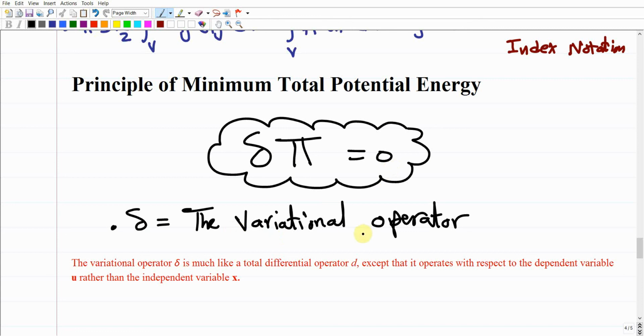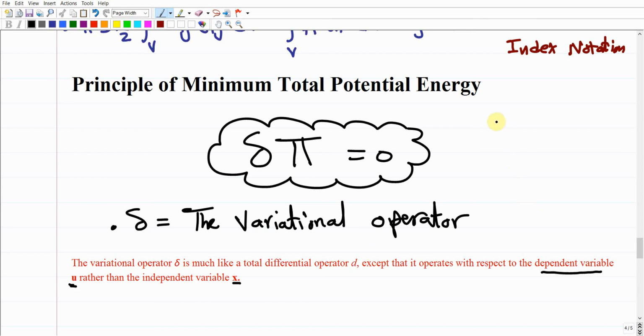Something that you should understand about the variational operator is that it is much like the total differential operator d, like you are already doing a derivative of any function. But the difference between delta and d is that delta operates with respect to the dependent variable u, the displacement, rather than the independent variable x.